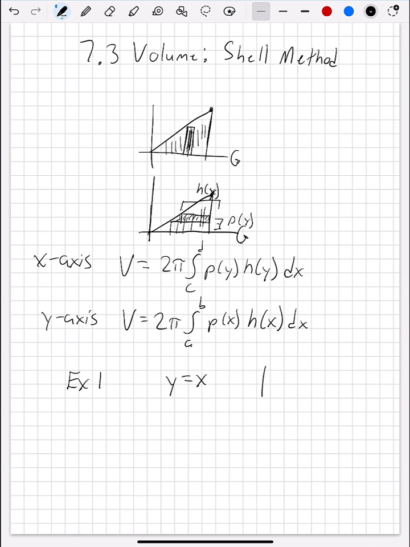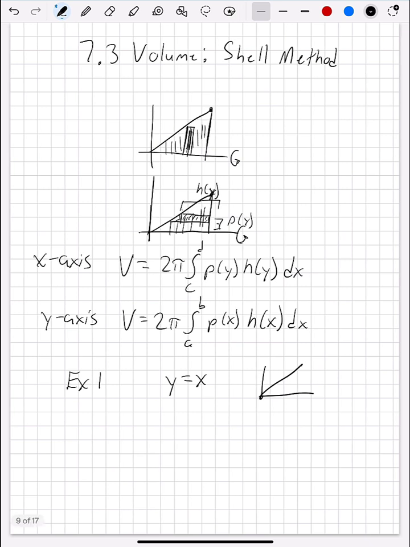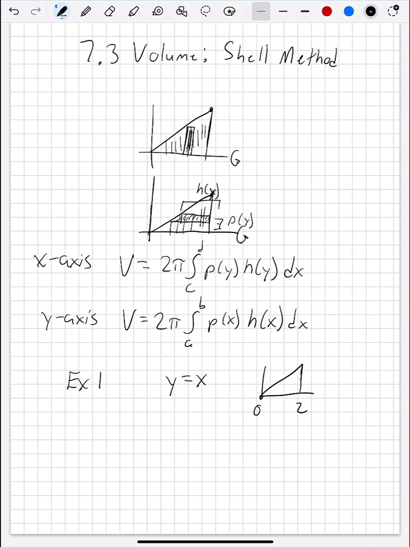The graph of that looks something like this, and we're going to look from 0 to 2. So I want to figure out what all this area is, and I want to rotate this around the y-axis. I'm rotating around the y-axis, so I want to use p(x). My rectangles are going to look like this. They're parallel.